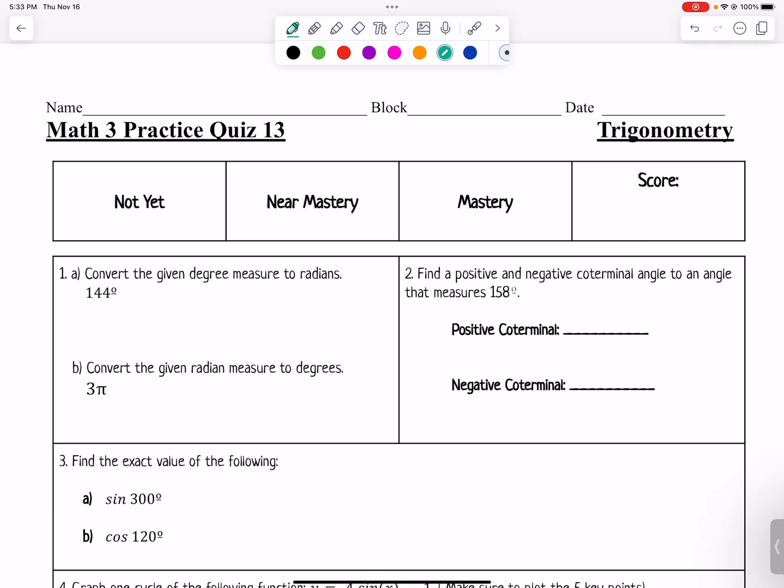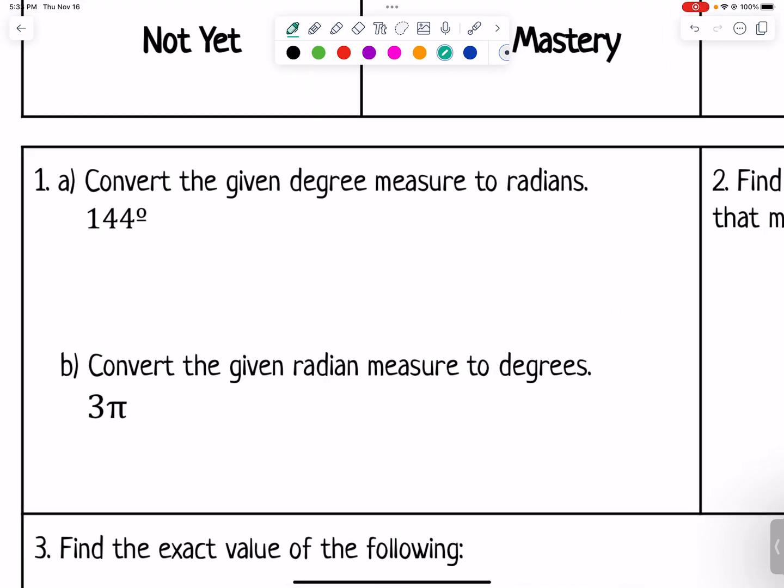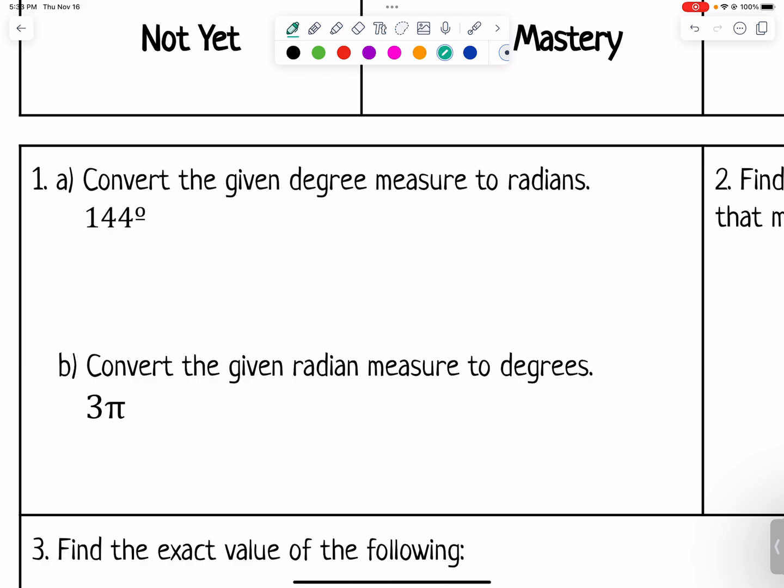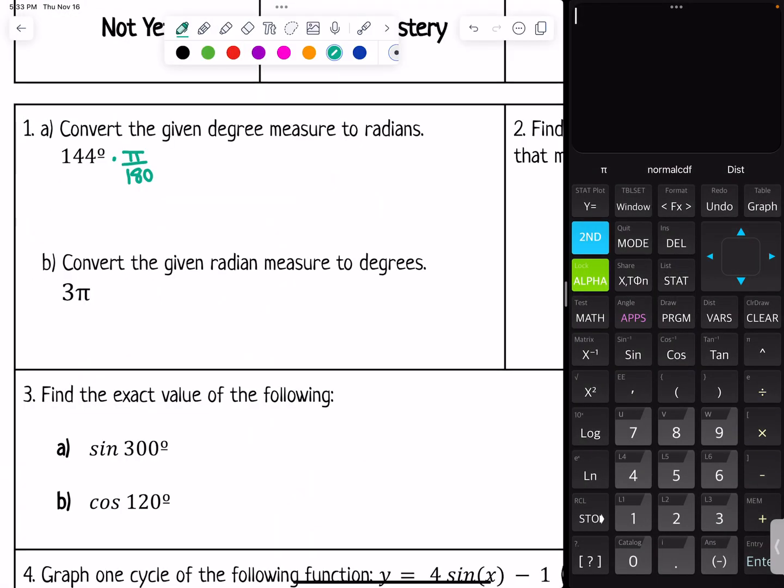In this video, let's take a look at practice quiz number 13 on trigonometry. Number 1 says to convert the given degree measure to radians. So we're going to take 144 degrees, and to convert it to radians, we need to multiply by pi over 180 degrees. To type that in your calculator, don't type in the pi because we want to put this in radians. So we're just going to type 144 divided by 180, get a fraction from your calculator, and then rewrite it with the pi. So 4 pi over 5.